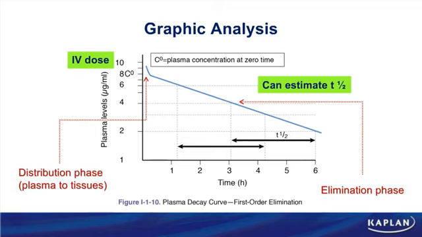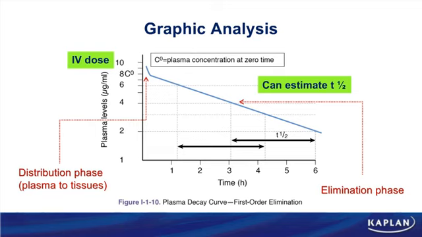Here's a rule for you to follow. If you're ever going to try to estimate the half-life of a drug from a graph like this, you always want to look at the elimination phase in order to do your estimation. Choose plasma levels that will correspond to a portion of the elimination phase. Never use those higher plasma levels that correspond to the distribution phase.